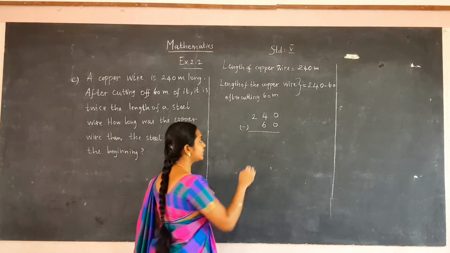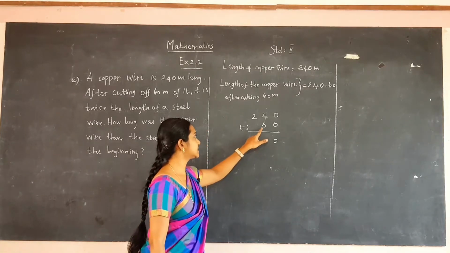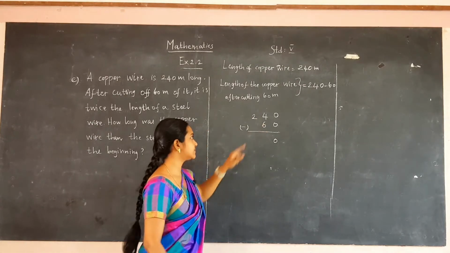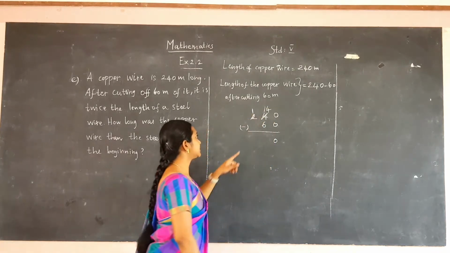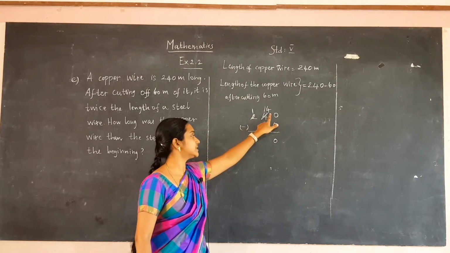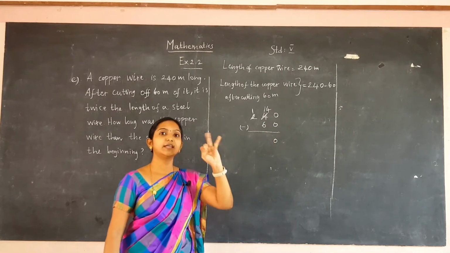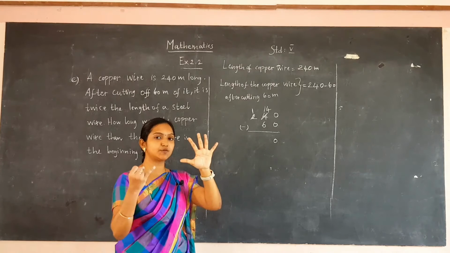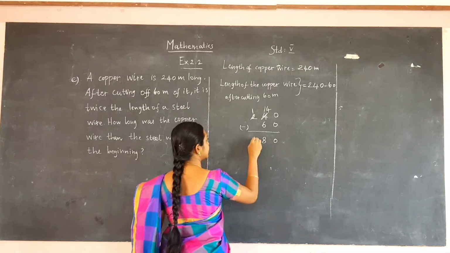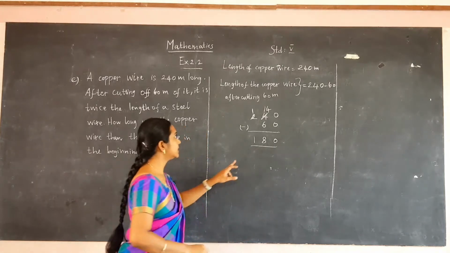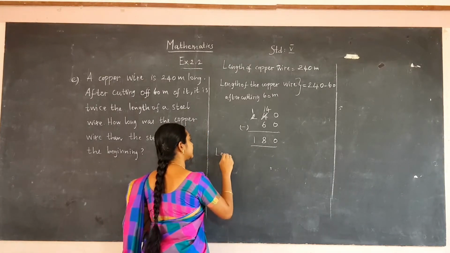Zero minus 0 will be 0. 6 is greater than 4, so we cannot subtract. So borrow 1 from 2. So 2 will be changed as 1 and 4 will be changed as 14. Now start counting from 6 until you reach 14. 7, 8, 9, 10, 11, 12, 13 and 14. So the number is 8. So the length of the copper wire after cutting is 180 meter.